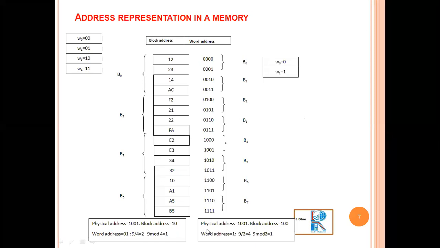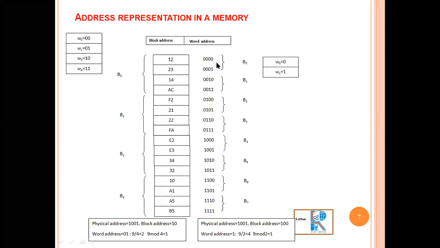See at the bottom, there is an example. Suppose you are given a physical address 1001. Clear? You are asked to find out what is the block address and the word address of the particular physical address. What is the physical address? Physical address is 1001.